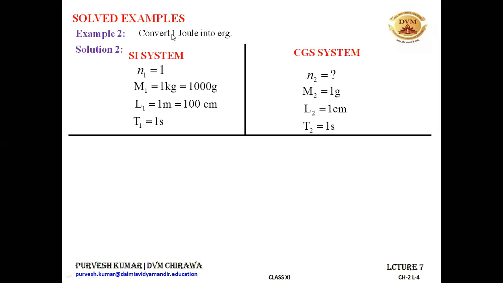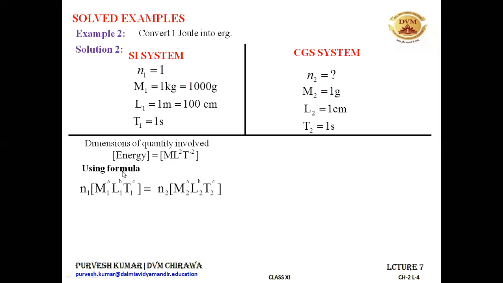Now we need to write the dimensions for the quantity that is involved. The quantity involved is energy, and energy is having dimensions as M L^2 T^-2. We know this. The dimensions for energy is M L^2 T^-2, and this we will be using in order to find the values of a, b, and c. Similar thing we have to do using formula N1, M1 with power a, L1 with power b, T1 with power c, that is equal to N2, M2 with power a, L2 with power b, and T2 with power c. Now solve it for N2. So all the terms will be towards the denominator of this term. So N2 becomes equal to N1, M1 with power a, L1 with power b, T1 with power c, and in the denominator M2 having power a, L2 having power b, and T2 having power c.